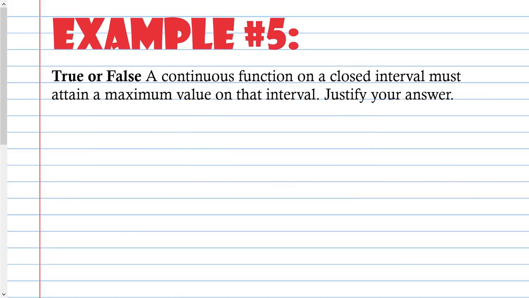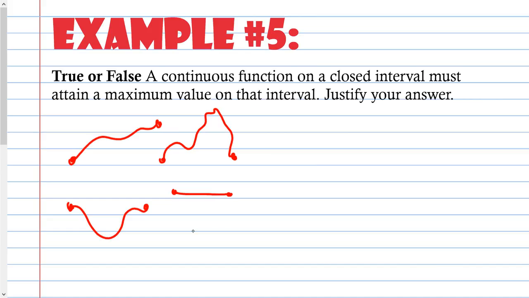Right. Last one. True or false? Oh no, second to last one. A continuous function on a closed interval must attain a maximum value on that interval. Justify your answer. Okay, so if I have a continuous function, anything that is continuous on a closed interval, it's saying that it must attain a maximum value on that interval. Justify your answer. True.